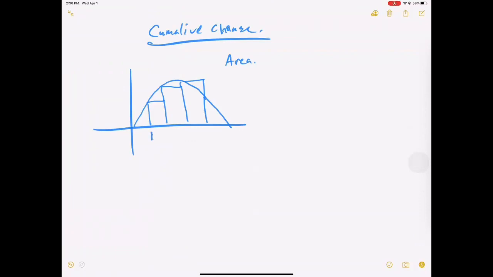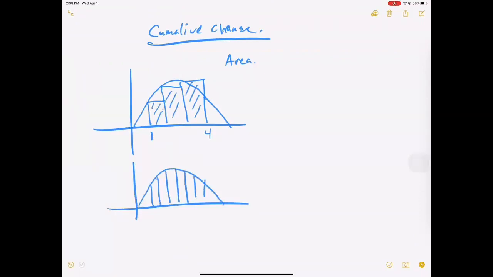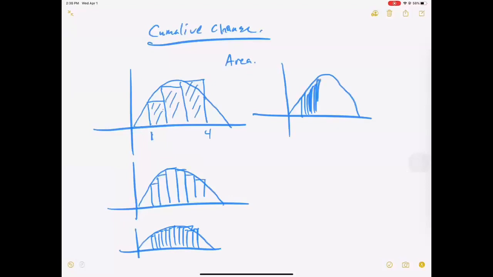To find the area between, let's say, 1 and 4, I can add up 1, 2, 3 rectangles. Now, for the same graph, if I wanted to be a little more accurate, I could draw even more rectangles. If I want it to be more accurate, I draw even more rectangles. But no matter how many rectangles I draw, it's never going to be exactly perfect until I have literally an infinite set of rectangles so that every little tiny spot is taken up by a rectangle.